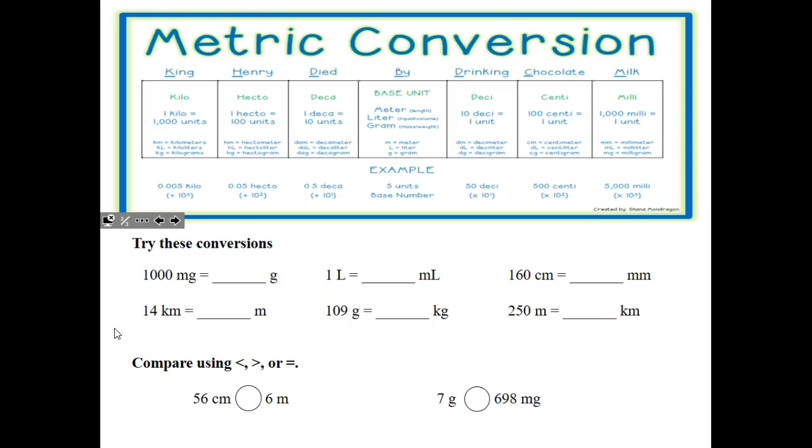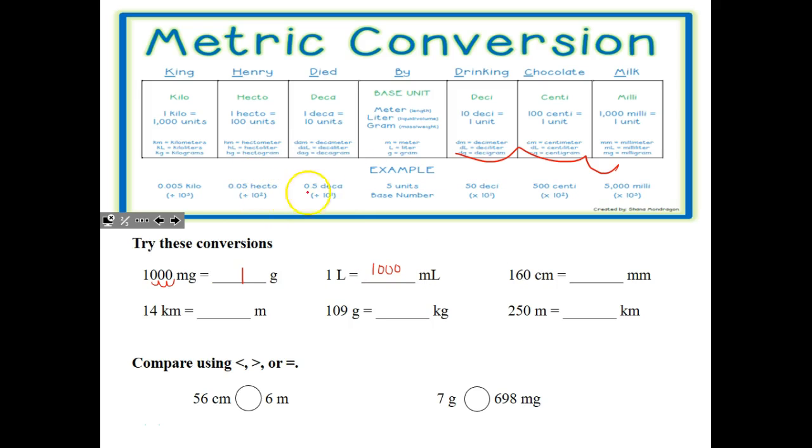All right, let's check your answers. So 1,000 milligrams to grams, you're going from the right to the left. So we're going to do 1, 2, 3 jumps. And remember, when we go from a smaller prefix to a larger one, we move it to the left. So it's going to equal 1 gram. 1 liter is going to equal 1,000 milliliters, right? We're going from larger to smaller, and that's 3 jumps, and we go to the right.